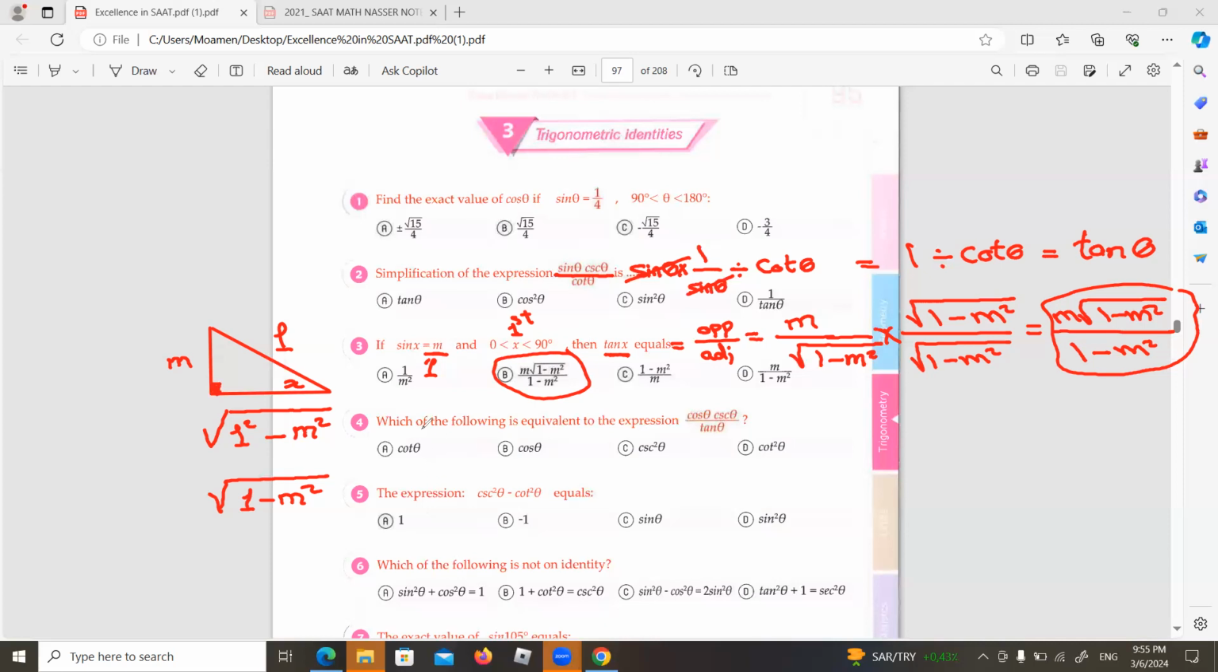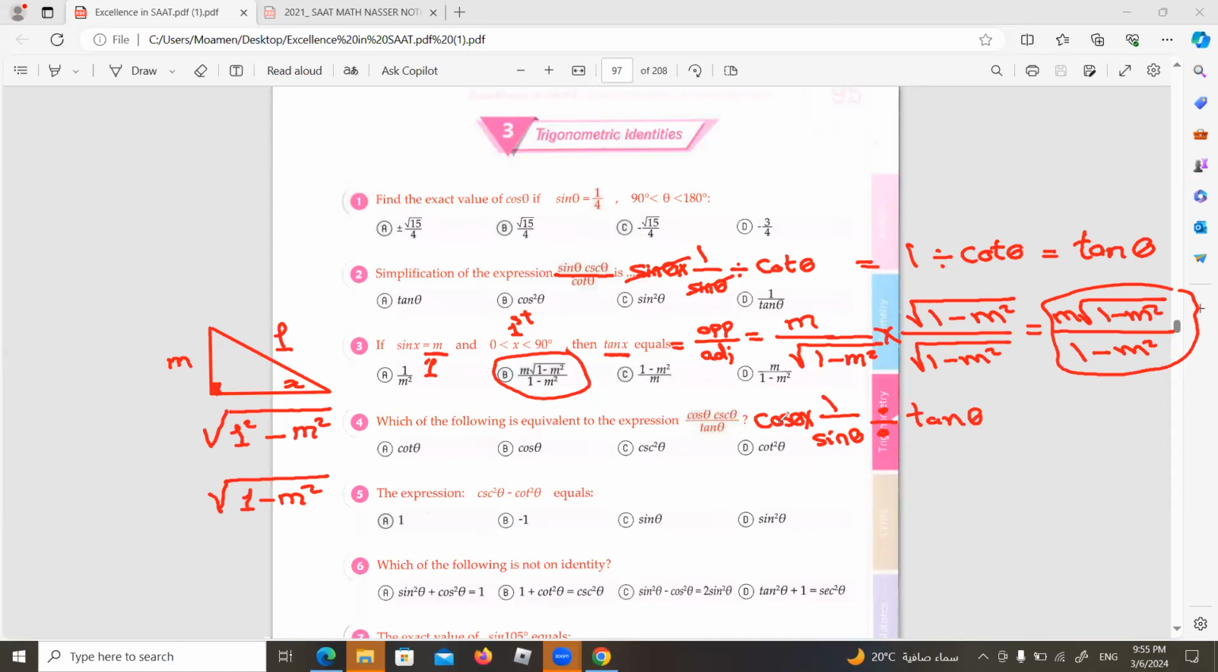Okay, we're going to number 4. Which of the following is equivalent to this? It means simplify this. As we said, use the same rule. I need to change this over to be divided. And then after that, cosine. I write cosine as it is. So cosine theta multiplied by cosec. Cosec means 1 over sine. So multiplied by 1 over sine theta, divided by tan theta.